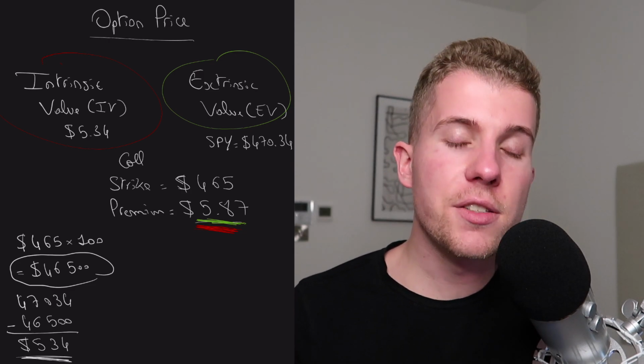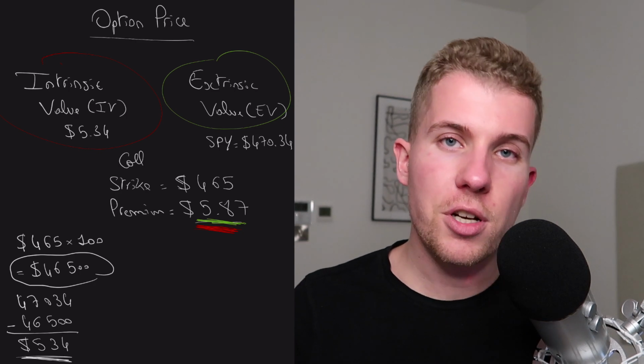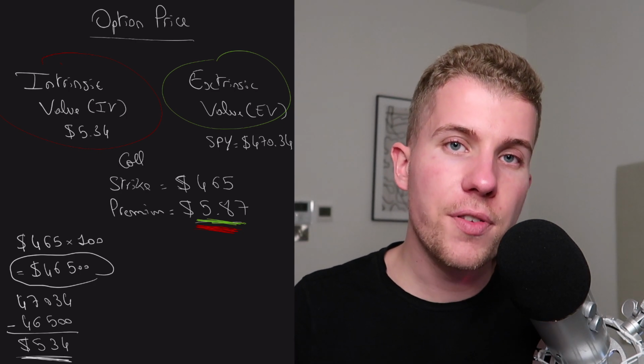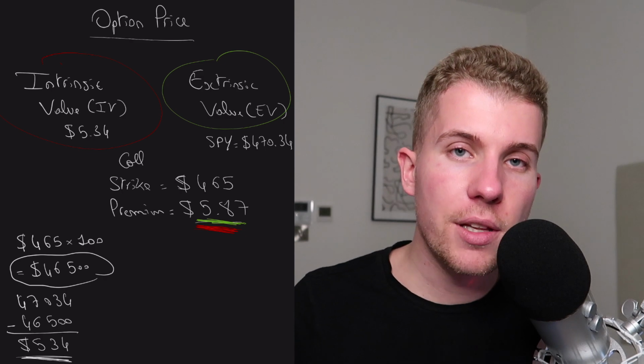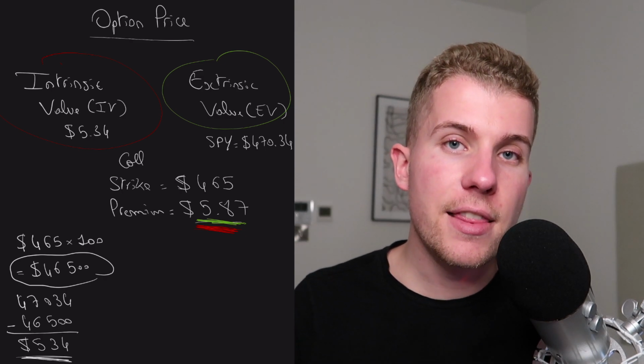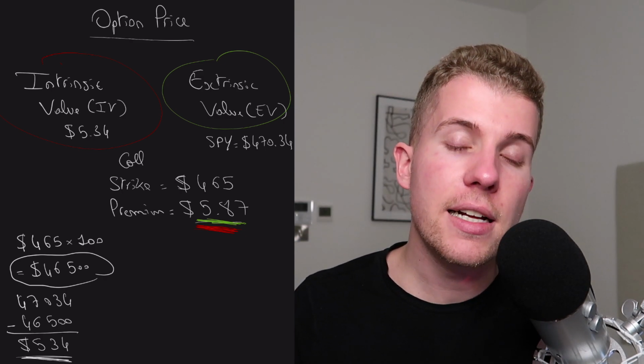And of course, the markets are not stupid, they're going to adjust themselves according to how far in the money, that's what we call it, your option is, and that you're going to have to pay for it. That's the intrinsic value. So now that we know the intrinsic value is $5.34 out of those $5.87 that we paid for the option, let's talk about the extrinsic value.